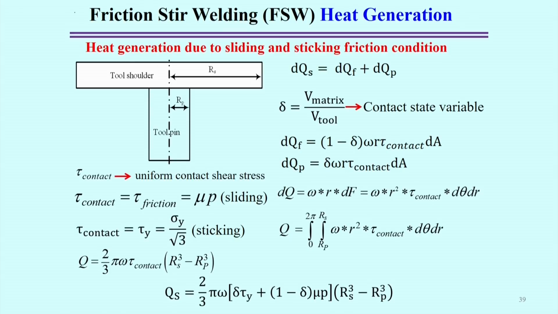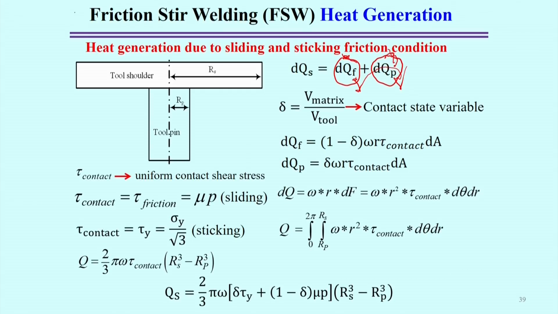So, based on this sliding and sticking friction condition, we can divide the elemental heat generation dQ into two components: dQ f for the sliding condition and the sticking condition. But it is very difficult to find out up to what extent sticking and up to what extent sliding prevails during the friction stir process.